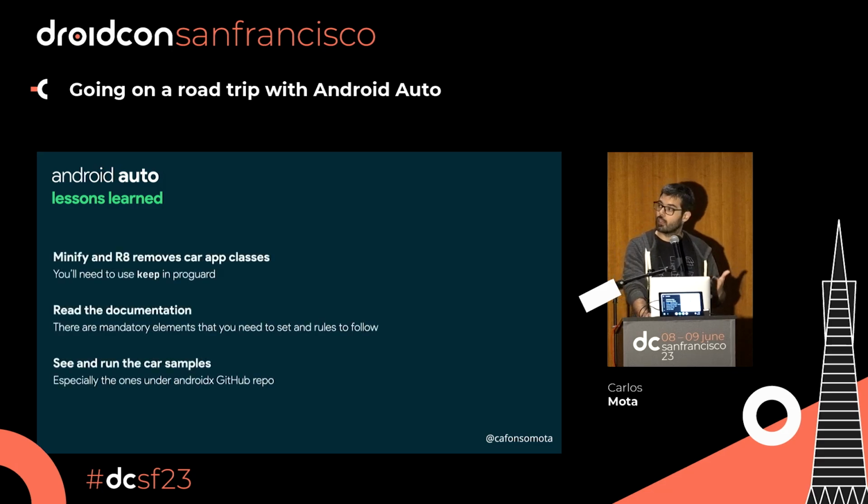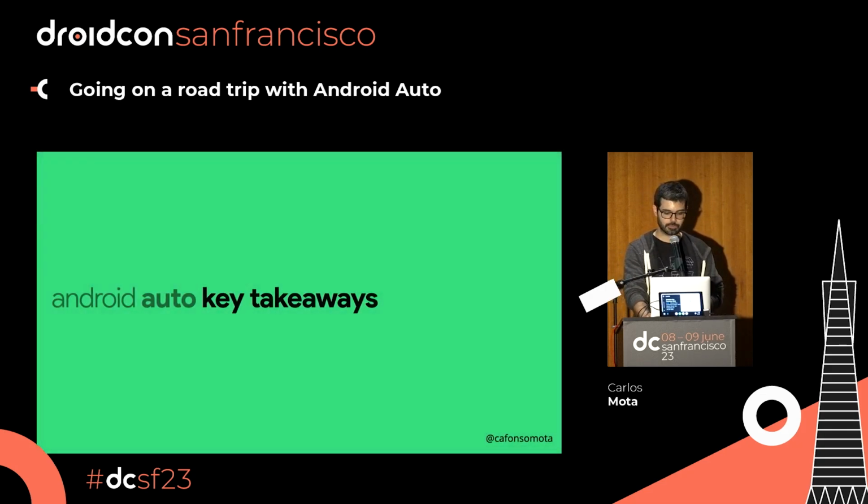You also need to be careful with minifying with R8. You need to use keep rules on ProGuard for the car app library. It's really important to read the documentation, otherwise you're going to have a couple of crashes of some things that you weren't expecting. For instance, define the title, define the icon, all of those small things that you need to define. Yeah, they're all in the documentation, and basically if you're not following them, your app will be killed by the system. And of course, see the examples of Confetti and other ones that exist on the Google repo.